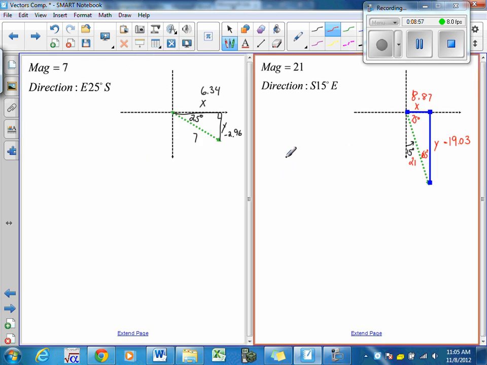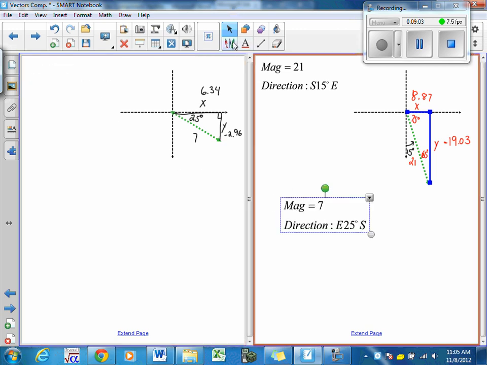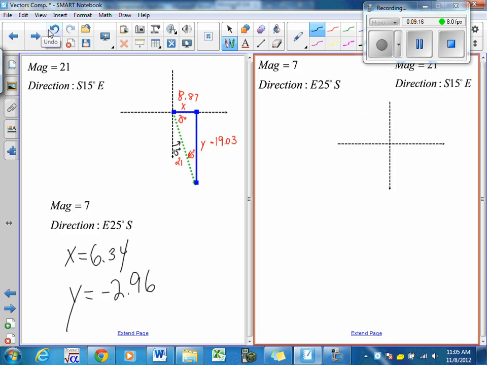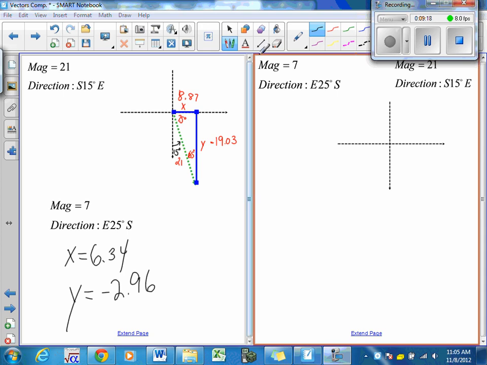So let me write those here. I'm going to bring this over. And for this one, my x was 6.34. My y was negative 2.96. So if I now want to combine these two, and I want to add these two, all I need to do is add the x's and add the y's.